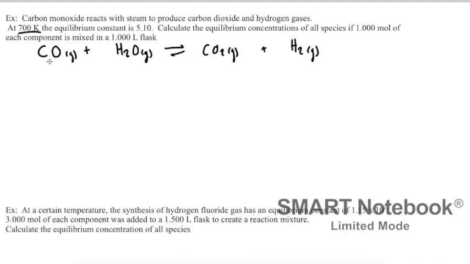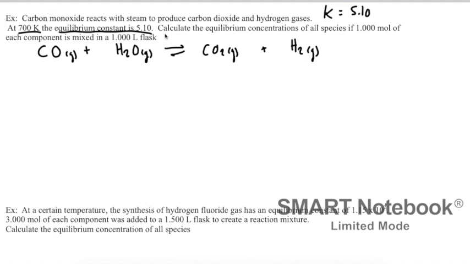It's not going to matter for my problem solving right now, but it does matter because they give me the equilibrium constant of 5.10. So my K value is 5.10. That's always tied to a specific temperature, right? So that's why they're telling me the temperature in this problem.